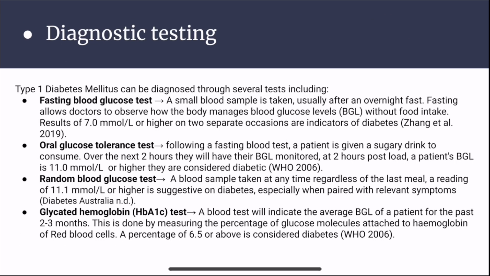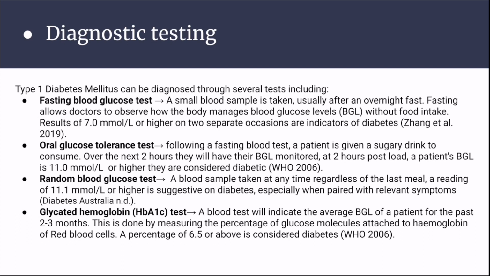Diagnostic testing for diabetes mellitus type 1. Type 1 diabetes mellitus can be diagnosed through several tests, including a fasting blood glucose test. So this is where a small blood sample is taken, usually after an overnight fast. Fasting allows doctors to observe how the body manages blood glucose levels without food intake. Results of 7.0 millimoles per litre or higher on 2 separate occasions are indicators of diabetes.